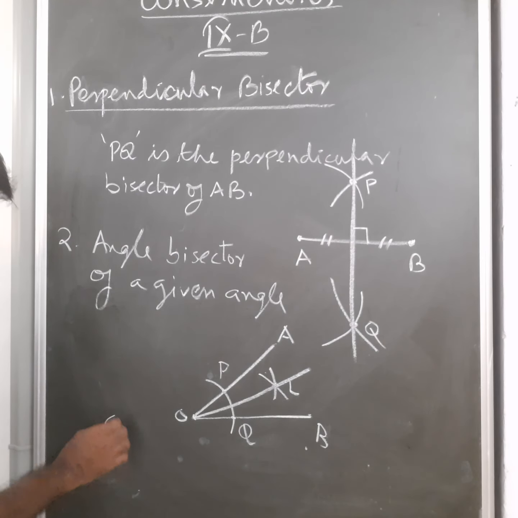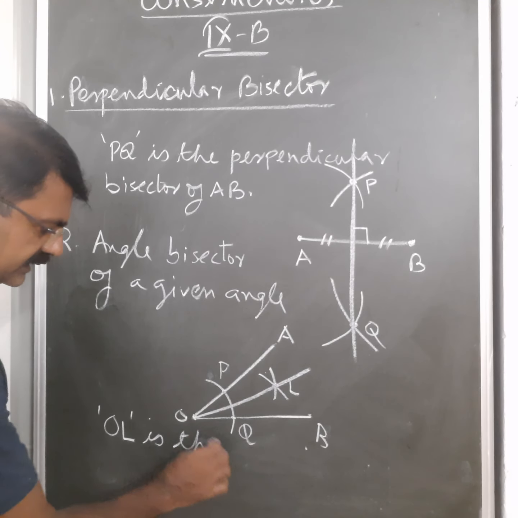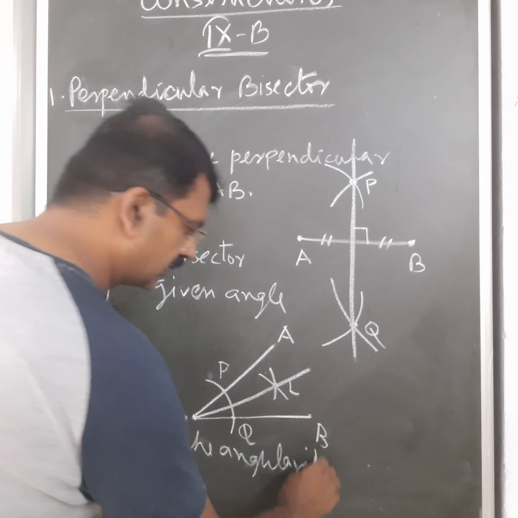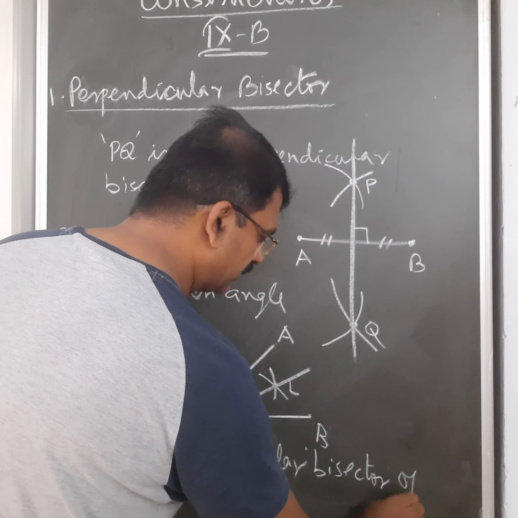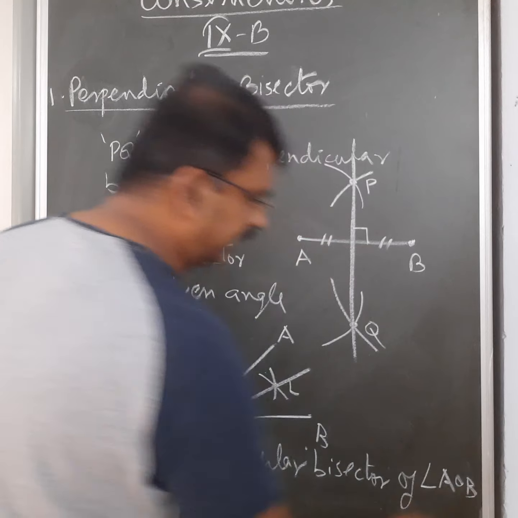OL is the angular bisector of angle AOB.